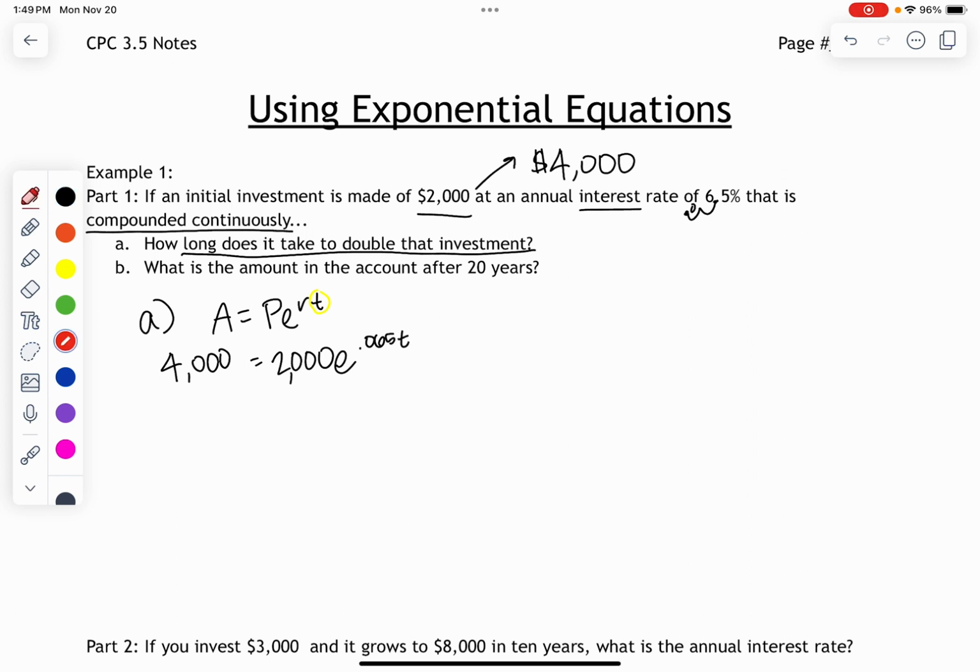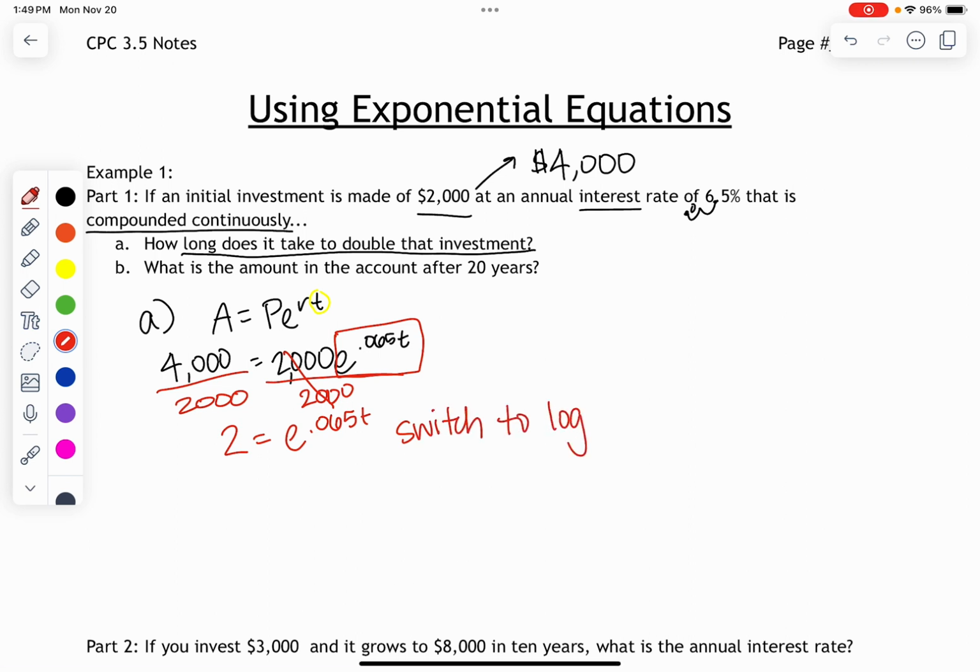So the first thing I'll do is divide both sides by 2,000. When you're doing these, you are trying to get your base and your exponent alone, so that gets rid of my 2,000 on the right. 2 equals e to the 0.065t. Then I have t in the exponent. I'd like that not to be in the exponent, and so what I'm going to do is switch to log form. Anytime you switch forms, you're going to get closer to your solution if t is in the exponent.